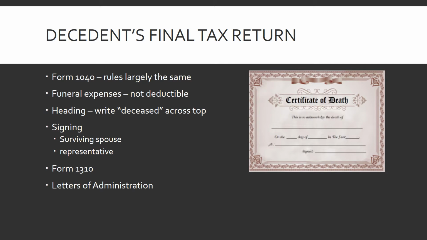If the decedent is required to make a final income tax return, the administrator will file Form 1040 following largely the same rules that other taxpayers use. Some of the differences, however, include the non-deductibility of funeral expenses, writing "deceased" across the top of the heading section of page 1 of Form 1040, signing the return either as surviving spouse or representative, and Form 1310 and a letter of administration may need to be attached to the form if the decedent is entitled to a refund.